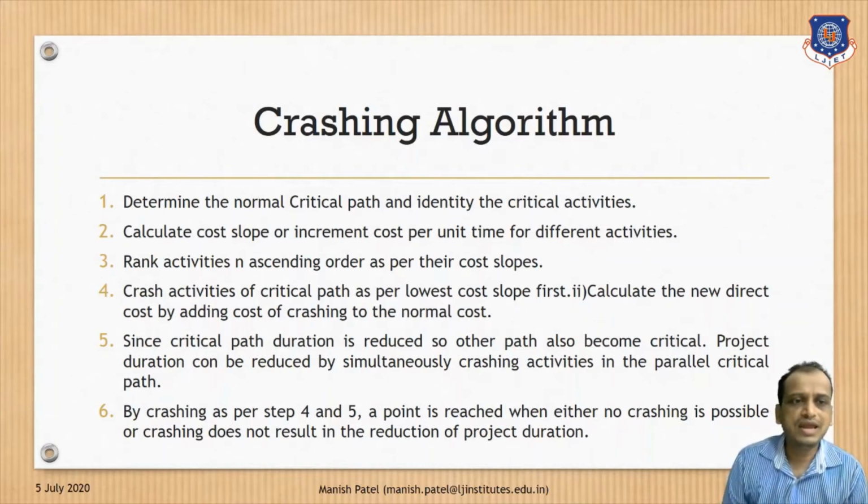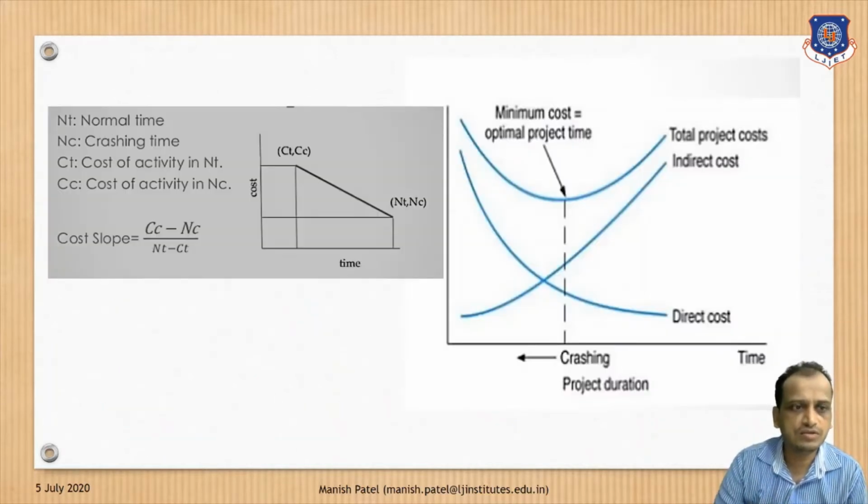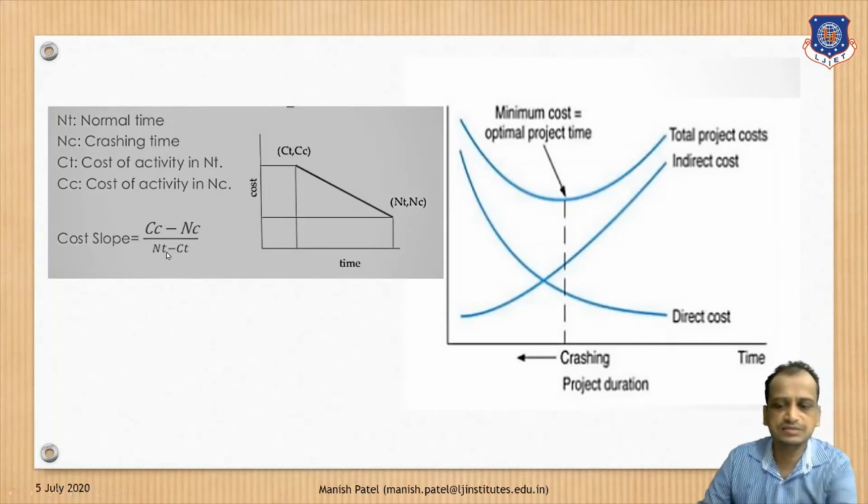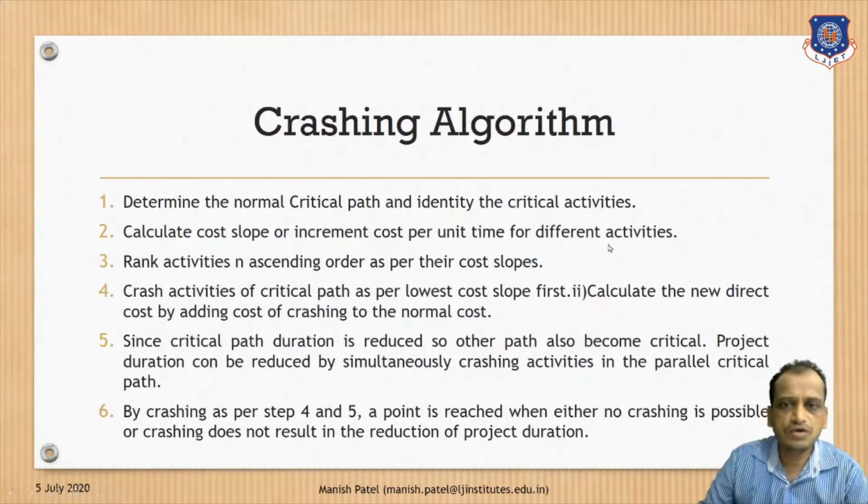Now, the next step is you will find out the slope. How do you find out the slope? We already looked into the formula: cost slope is CC minus NC upon NT minus CT. For the different activities, we will find out the cost slope. Now, based on this cost slope, we will rank these activities in ascending order, meaning the minimum cost slope we will write down at the top. Why? Because we are going to crash those activities. What is crashing? We will try to reduce the project activity time duration.